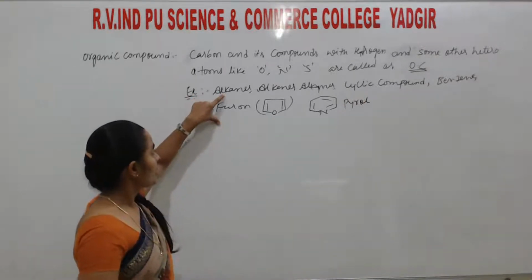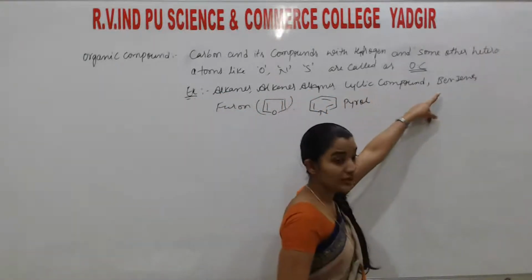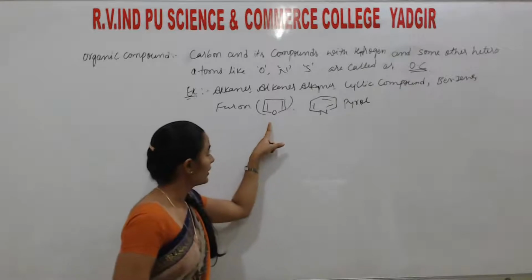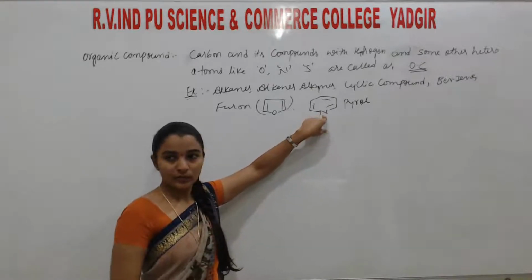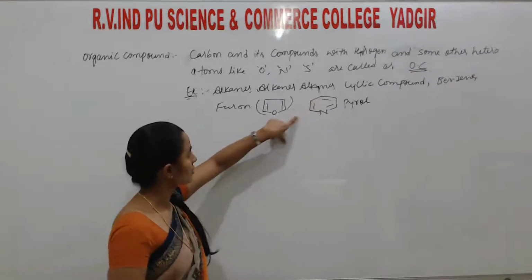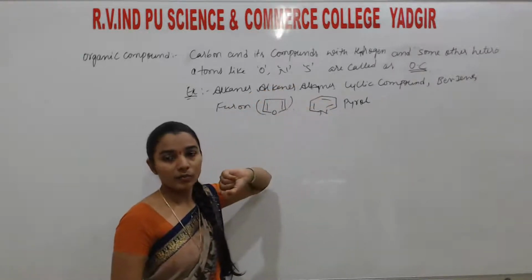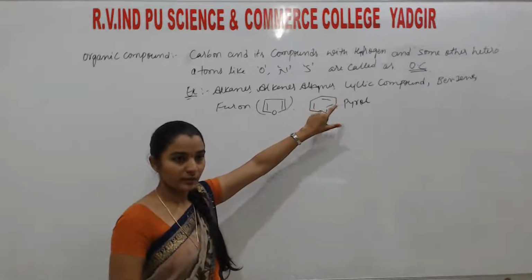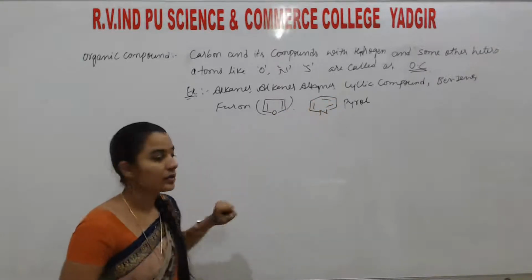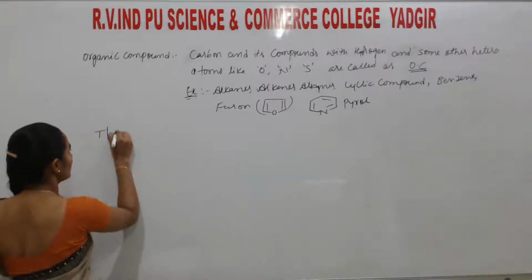Straight chain compounds are there, cyclic compounds are there, benzene aromatic is there, hetero compounds are there. All types of carbon and its compounds along with oxygen, nitrogen and sulfur are organic compounds. So this is the definition. Understood?